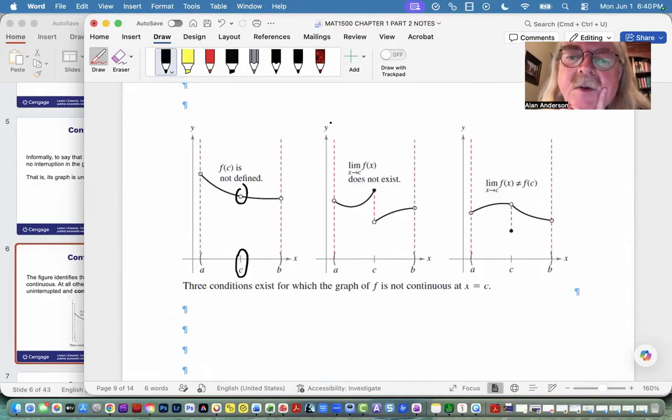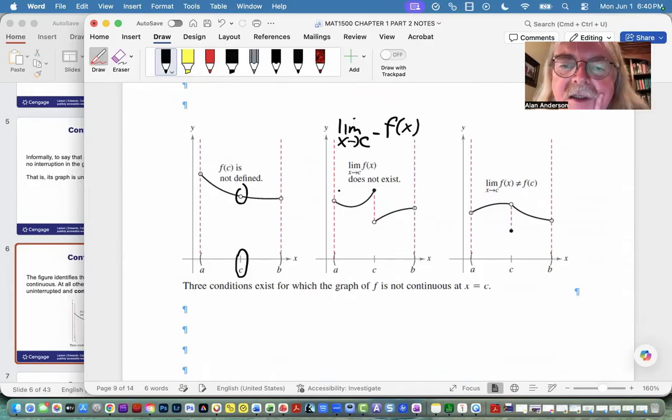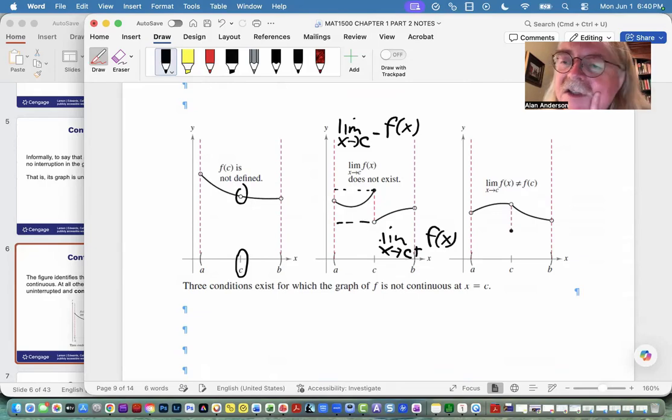The limit as x approaches c from the left of f of x would be this value here. And the limit as x approaches c from the right would be this value here. And you can see they're not equal to each other. And therefore, the limit of f of x as x approaches c does not exist. And that in turn means the function is discontinuous at that point.